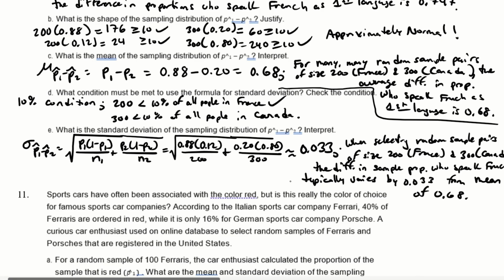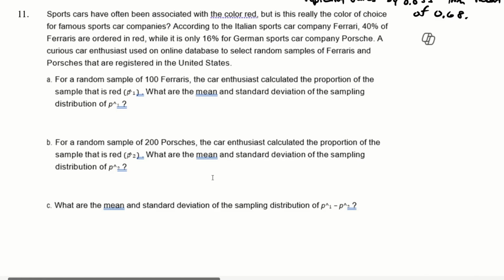Okay, so number 11. Sports cars have often been associated with the color red, but is this really the color of choice for famous sports car companies? According to the Italian sports car company Ferrari, 40% of Ferraris are ordered in red, while it is only 16% for German sports car company Porsche. A curious car enthusiast used an online database to select random samples of Ferraris and Porsches that are registered in the United States. Okay, so we got the percent for the Ferrari, so we're going to call that p1. And then we got the percent for the Porsches, we're going to call that p2, okay?